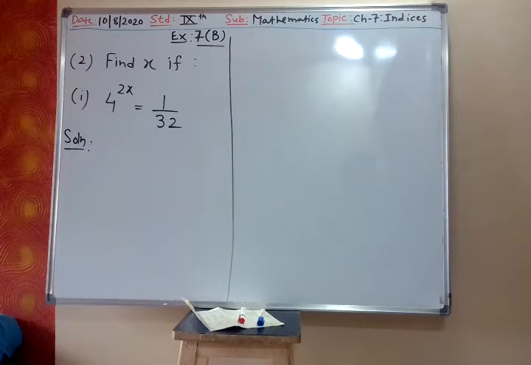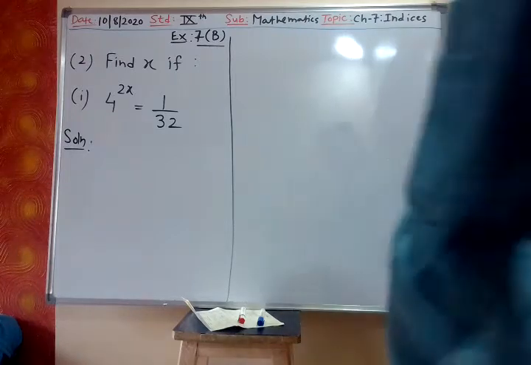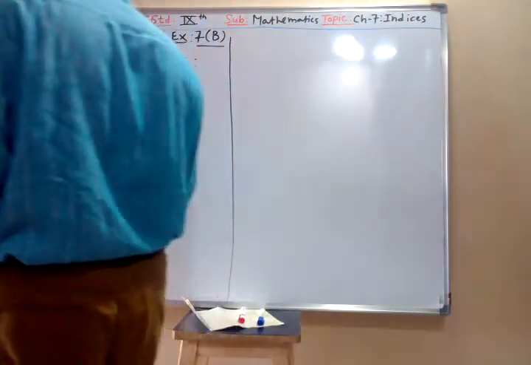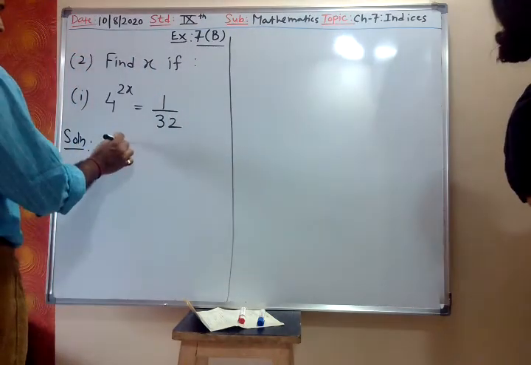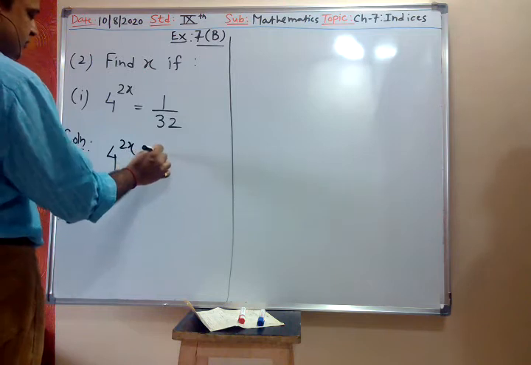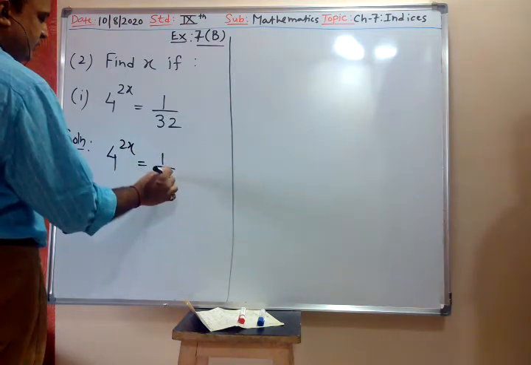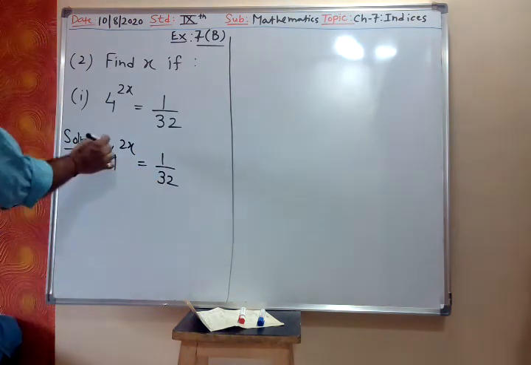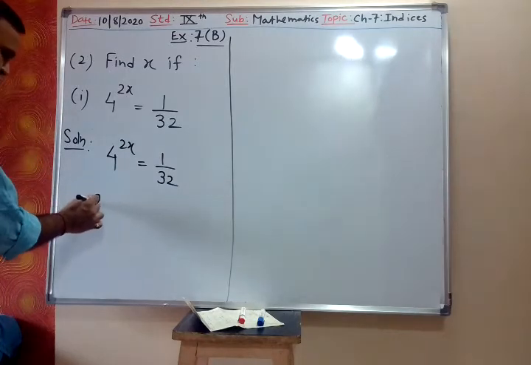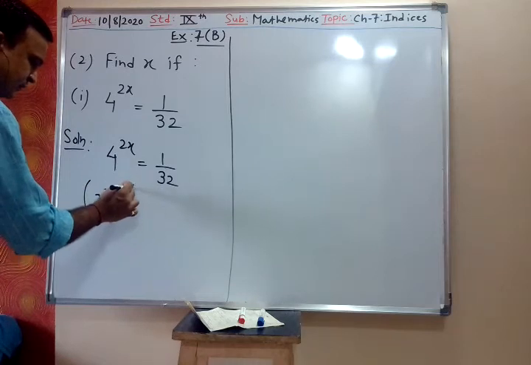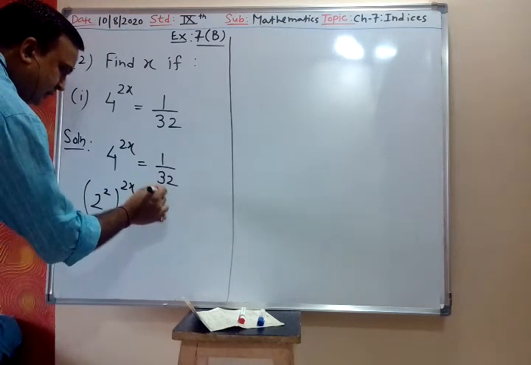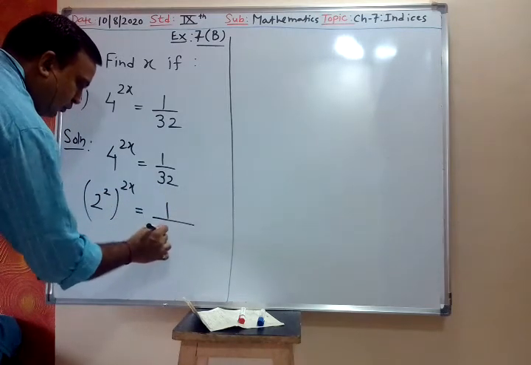4 raised to 2x is equal to 1 upon 32. We have to simplify and find the value of x. So 4 I can write as 2 raised to 2, so 2 raised to 2 raised to 2x, and 32 I can write as 2 raised to 5.